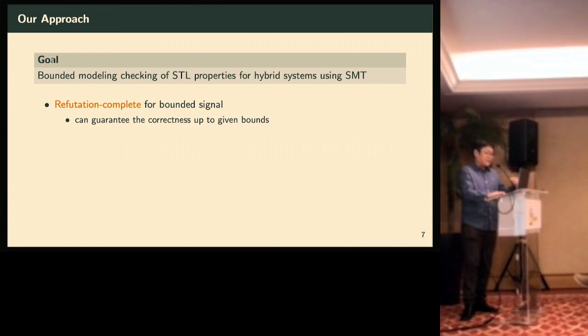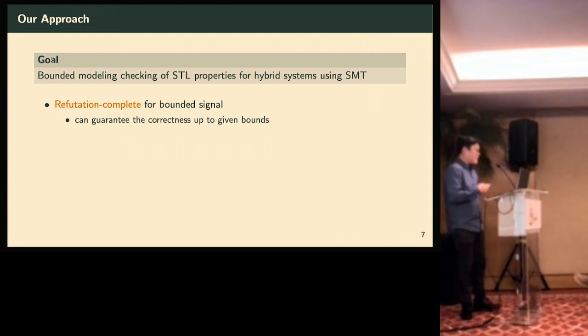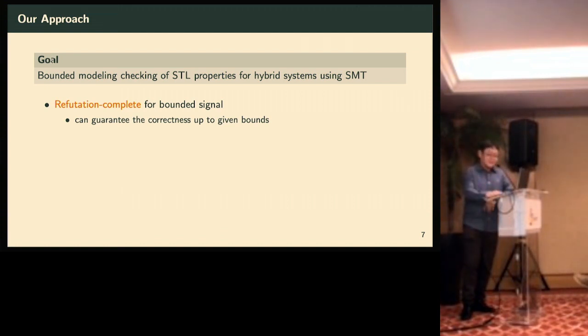And then the goal is to be complete for bounded signals. There exist some previous techniques for STL monitoring and checking, but the problem is that they are mostly about sampling as well, so typically they do not say correctness is guaranteed up to a certain bound. Therefore, I want to have some good property for bounded STL model checking. For bounded model checking, you can say that up to some number of discrete transitions, the correctness can be guaranteed. Then the question is, how can you do that?